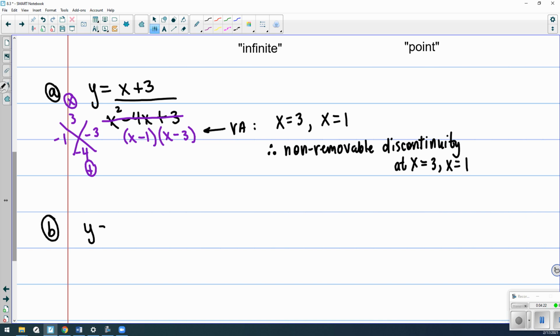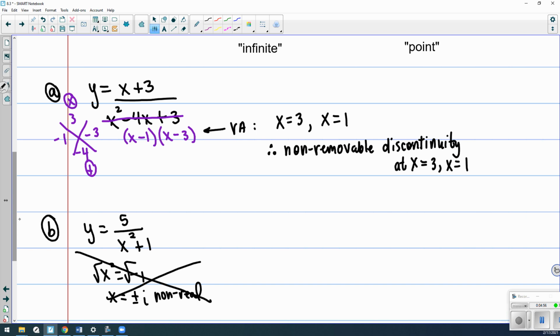Let's take a look at another example. Here we have y equals 5 over x squared plus 1. Okay, so x squared plus 1. It doesn't factor. It's not the difference of two squares. If I set x squared equal to negative 1, I would take the square root and have x equal to plus or minus i, which is non-real. So whatever, that was pointless. What I can say here is I wasn't able to factor, and I wasn't able to cancel anything out.